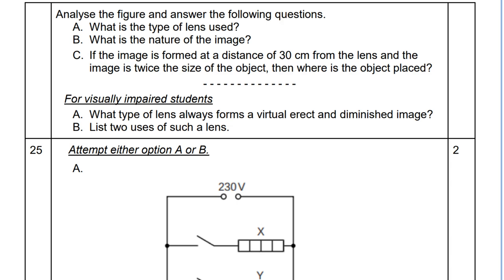C. If the image is formed at a distance of 30 cm from the lens and the image is twice the size of the object, then where is the object placed? Answer. Magnification for lens is equal to v upon u. After calculation you will get object distance equal to -15 cm.